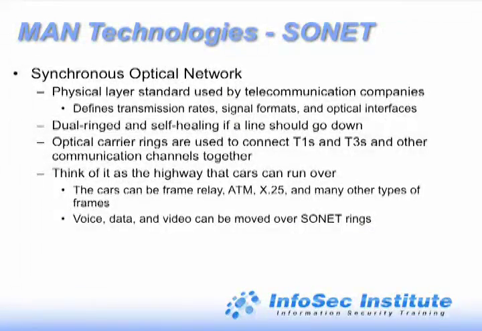So, okay, SONET, Synchronous Optical Network. It's a physical layer standard used by the telecommunications companies. It's a dual ring and self-healing if the line should go down. And optical carrier ring. Basically, this carrier ring is used to connect T1s and T3s and other communication channels together. And think of it as a highway that cars can run over, so there's lots of on-ramps. Cars can be at the frame relay, ATM, X25, and many other types. And basically, SONET is still used today and connecting to a lot of networks over ATM.